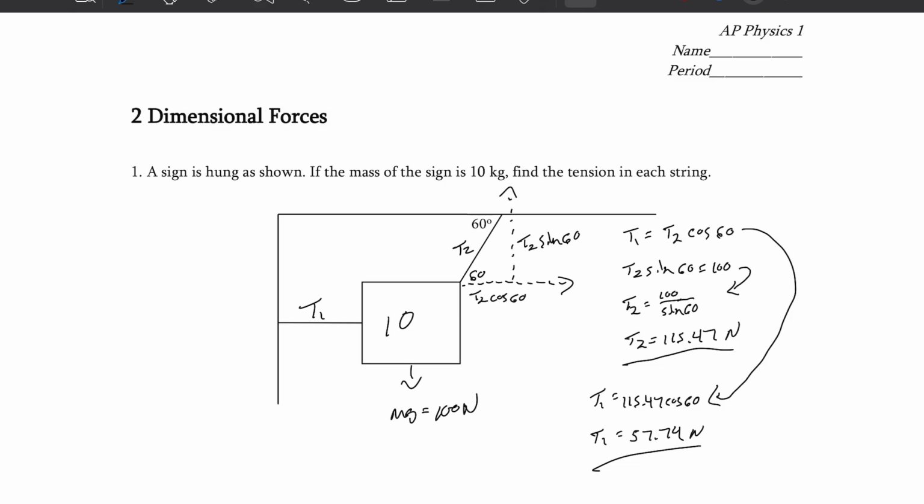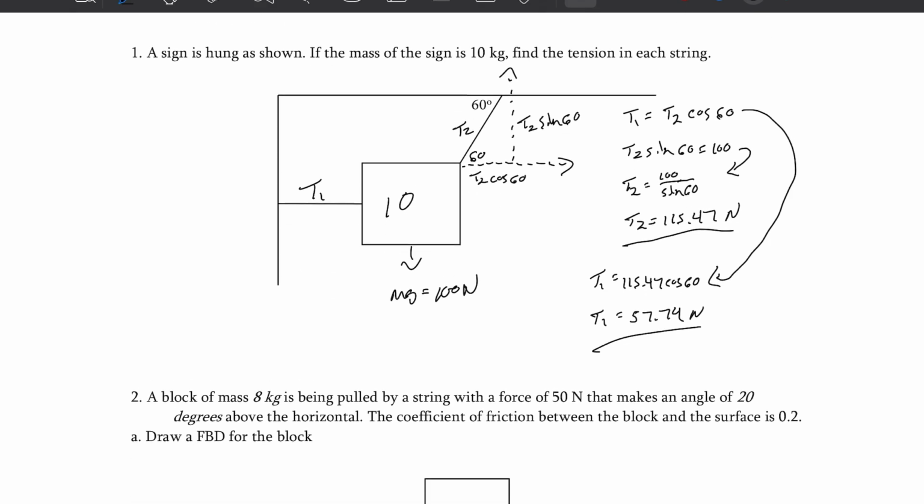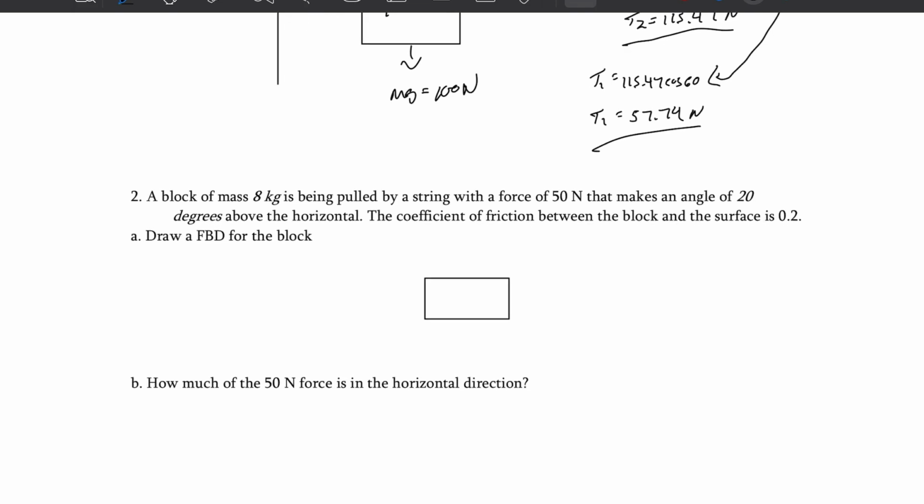Scrolling up, we can see that we've got a block of mass 8 kilograms being pulled by a string with a force of 50 newtons that makes an angle of 20 degrees above the horizontal. So go ahead and put that mass in the center because it said kilograms, so we know it's the mass. If it said 8 newtons, we would know that'd be the weight or the force of gravity.